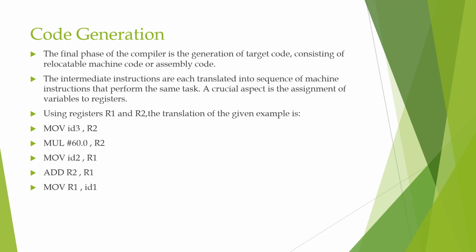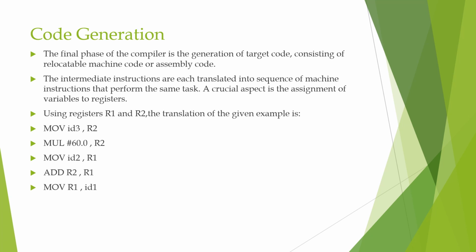Next comes code generation. The final phase of the compiler is the generation of the target code consisting of relocatable machine code or assembly code. The intermediate instructions are each translated into a sequence of machine instructions that perform the same task. A crucial aspect is the assignment of variables to registers.